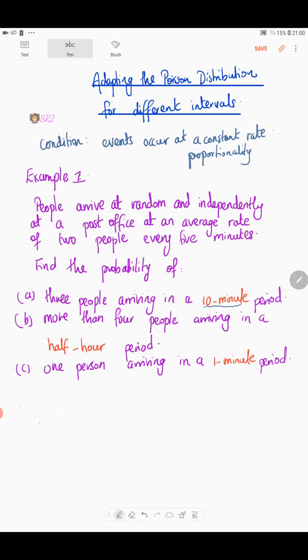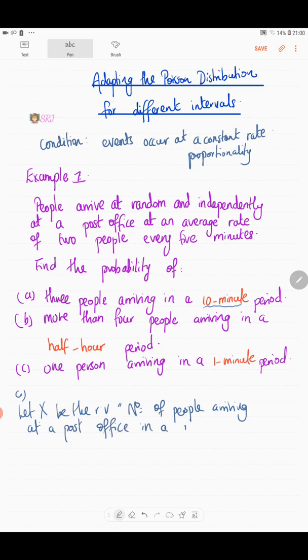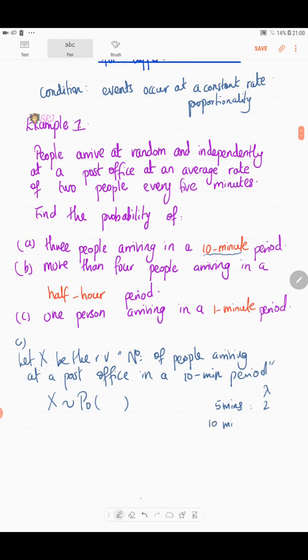So if we define x as the random variable, number of people arriving at a post office in a 10-minute period, then x can be modeled by a Poisson variable. Now we have to calculate the parameter lambda. We know that for 5 minutes the mean is 2. Now we have to adapt the value of lambda for 10 minutes. So here we obtain lambda 4. So x follows a Poisson distribution with parameter 4.